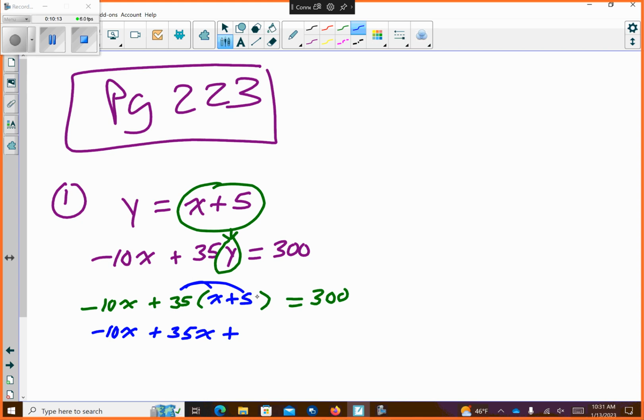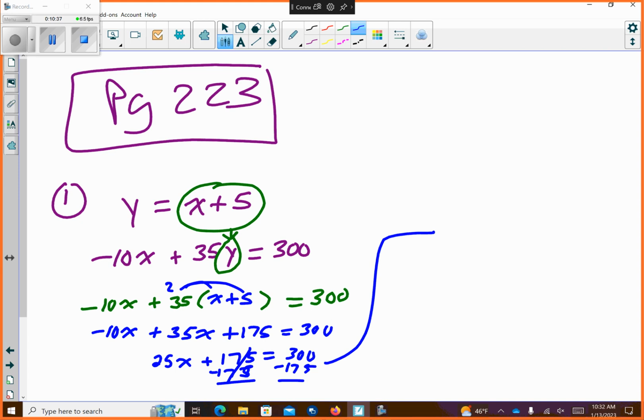Let's see, 35 times 5. 5 times 5, 25. Carry 2. 15, 175 equals 300. Combine like terms. Seems like really big numbers, but I think it's going to work out nicely. Hmm, 125. How do I get x by itself at that point? Divide, good.